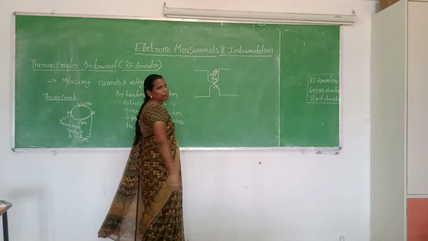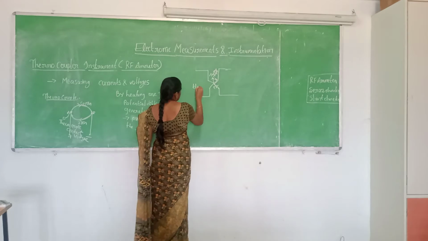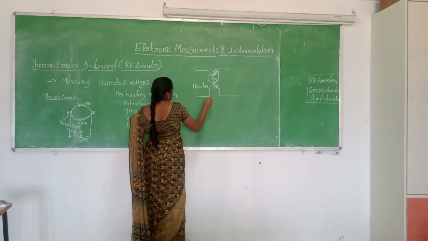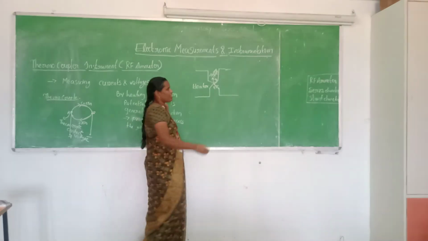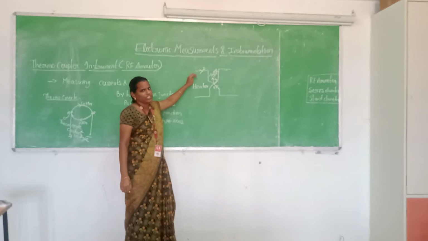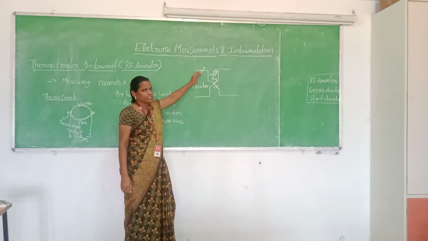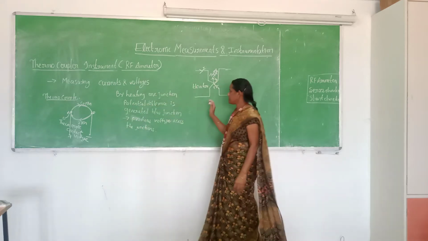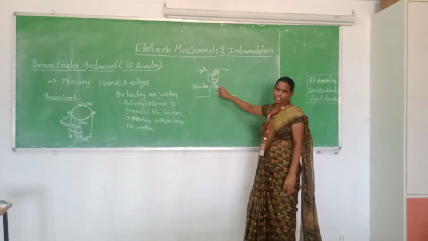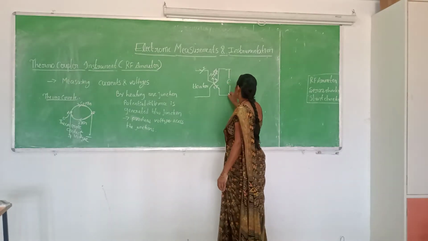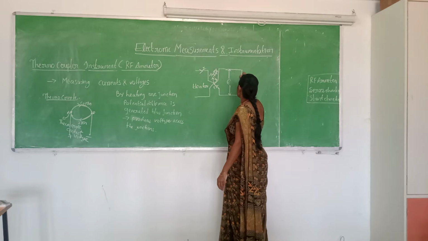And we are heating this thermocouple contact. So this is the heater. Now the current I to be measured is sent in this direction. So we are heating this thermocouple. The heating of the thermocouple, which means the heating of one junction of the thermocouple, produces an electromotive force or a voltage.